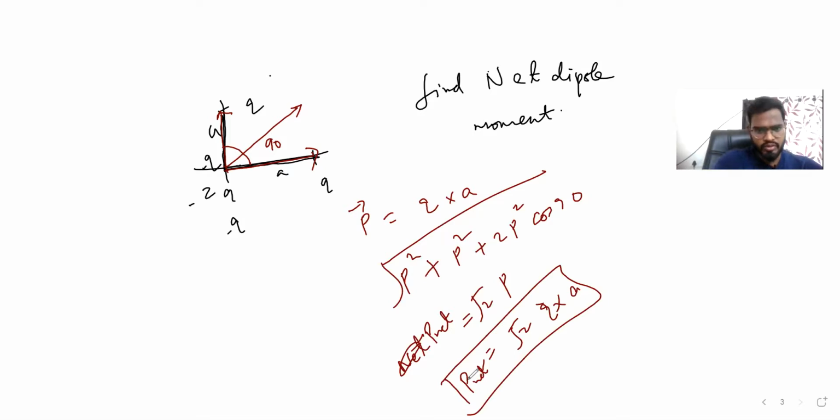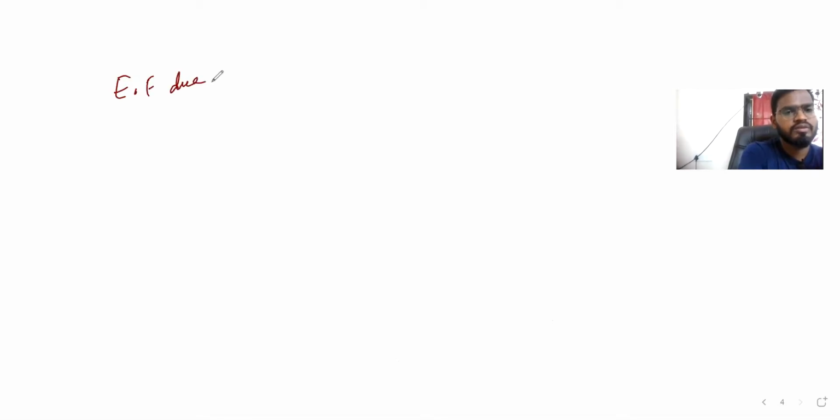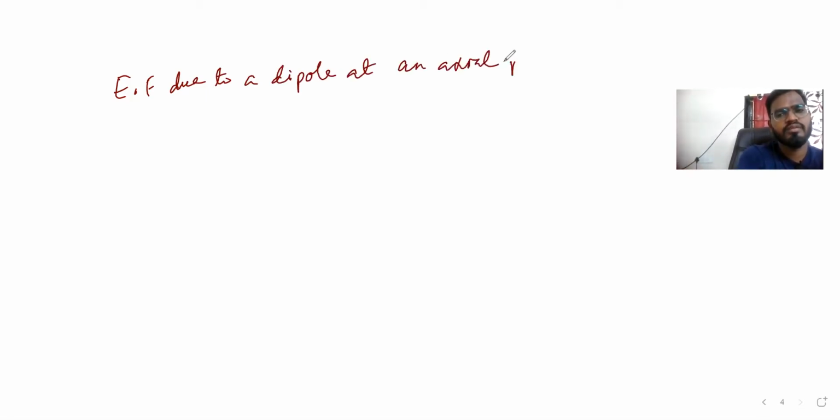Now we are going to do the universal derivation. If you learn this chapter, anywhere in school, they will ask this derivation, so we also have to do it. Electric field due to a dipole at an axial point.